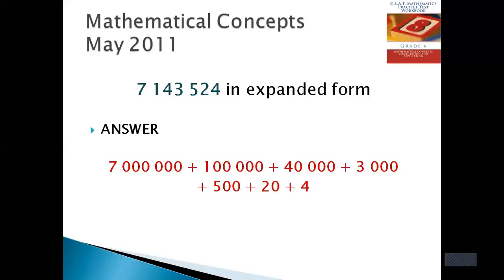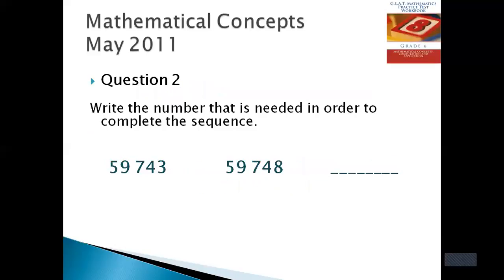Okay? On to question 2. Question 2 asks us to write the number that is needed in order to complete the sequence. So this is a number sequence. The first thing we need to do is identify what sequence is happening here. We have two numbers, and then we're expected to predict the third number.